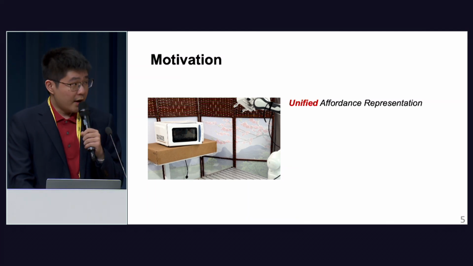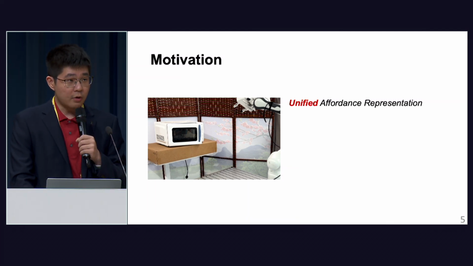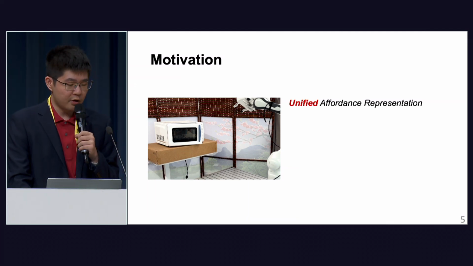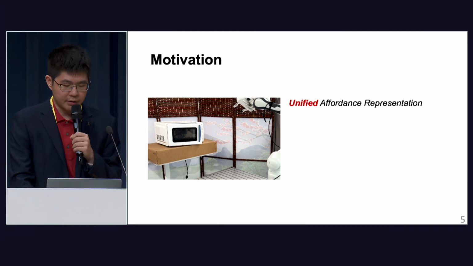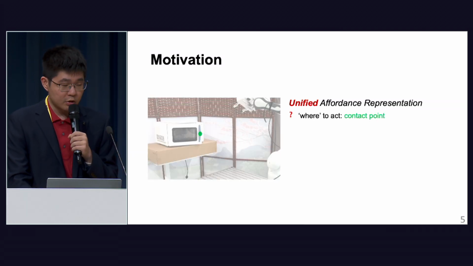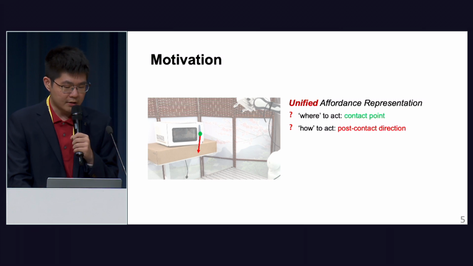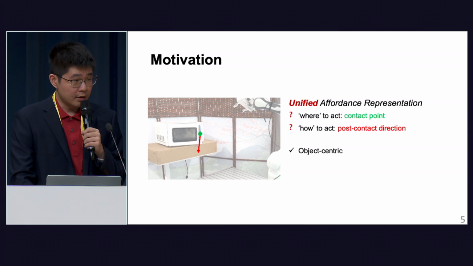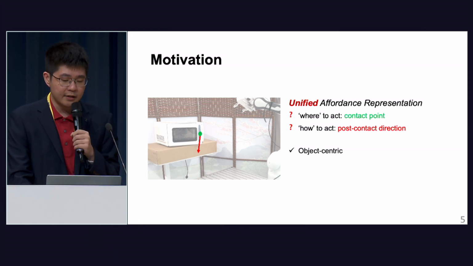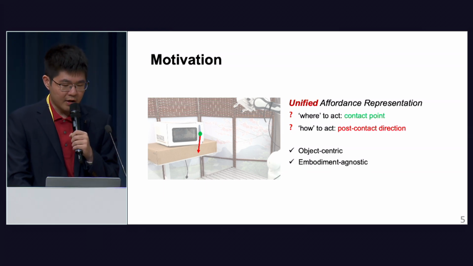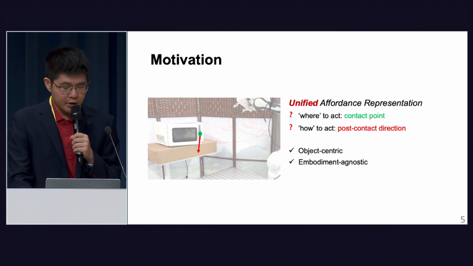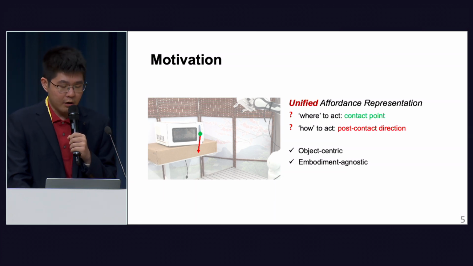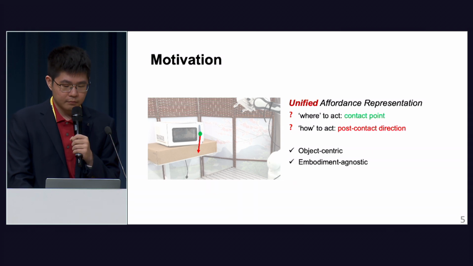To that end, we identify that the key is to represent such knowledge as a transferable, unified affordance representation. It includes where to act, which is a contact point, and how to act, which is a post-contact direction. It is object-centric because it's applicable to any data source. It's also embodiment agnostic because it can be executed by various end effectors like parallel grippers or suction cups.